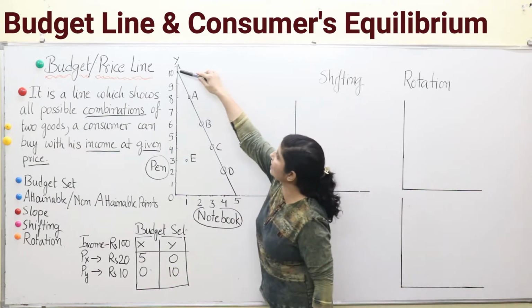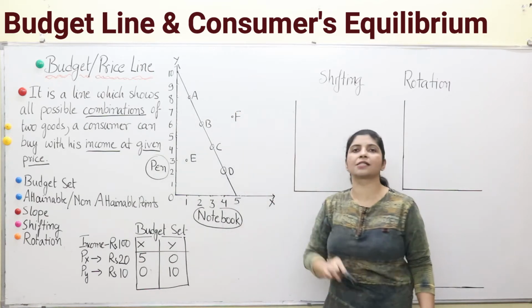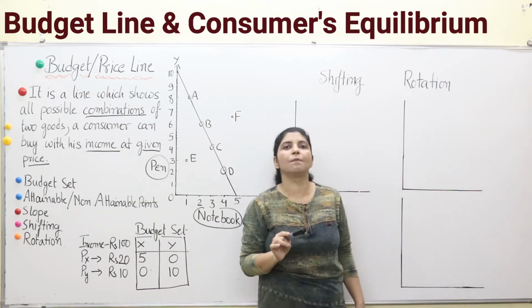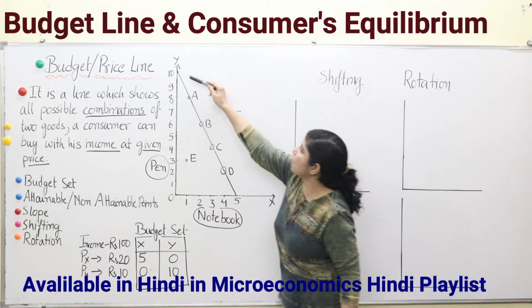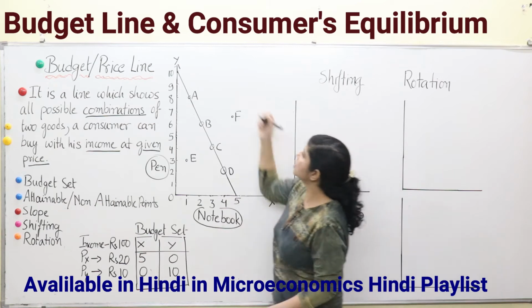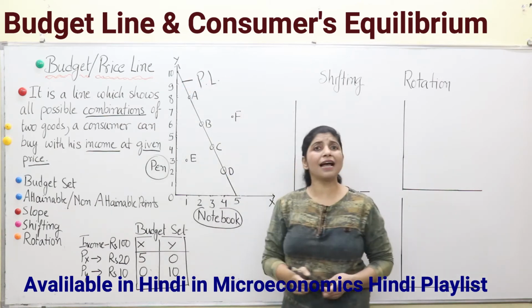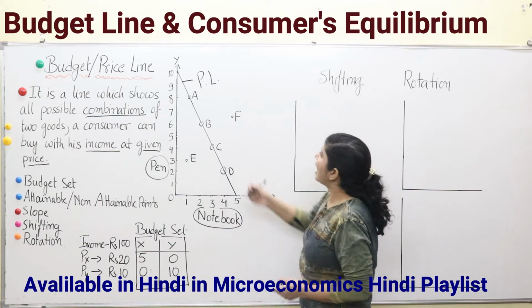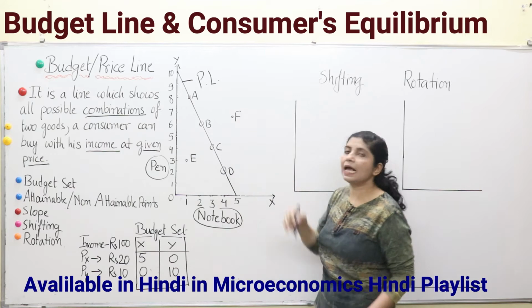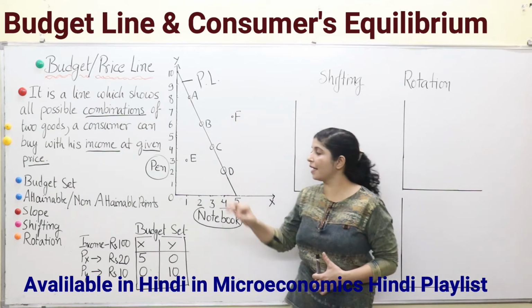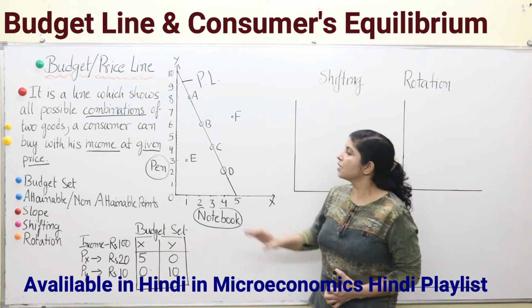Here we have taken the extreme cases as 10 and 5, and by joining these points we get the price line or the budget line. This is your y-axis and this is your x-axis. This is your price line, which I am writing as PL, the price line or the budget line. And these are the different combinations A, B, C, D that are available to us with the given income and the prices of those two commodities. So, the budget set.